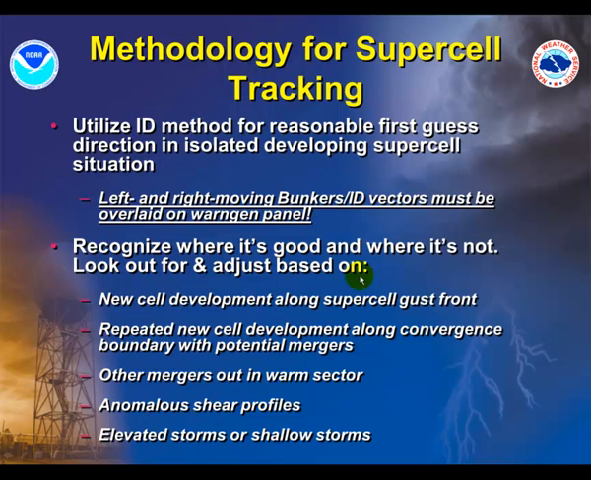Look out for and adjust based on new cell development along a gust front from the supercell, repeated new cell development along a previously existing convergence boundary with potential mergers, other mergers that may occur out in the warm sector, these anomalous shear profiles, elevated storms and shallow storms which kind of fall on the edges of the ID bunkers method statistics.